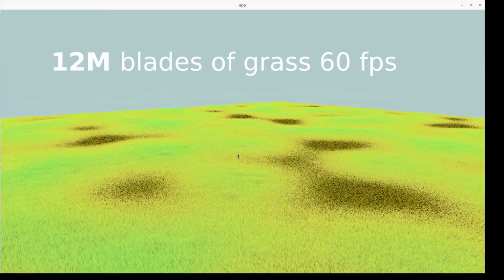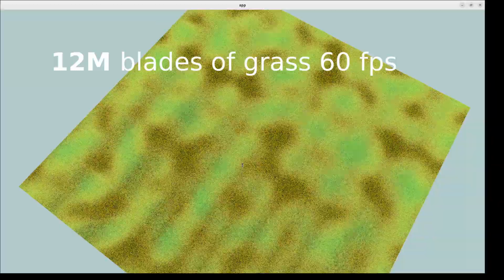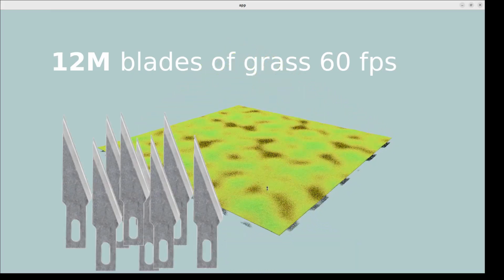Do you know why grass is so dangerous? Because it takes up all your time. No, because it's full of blades.